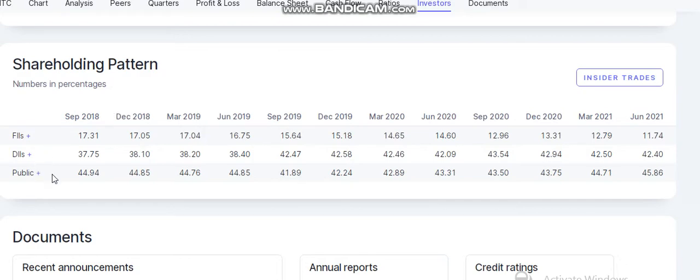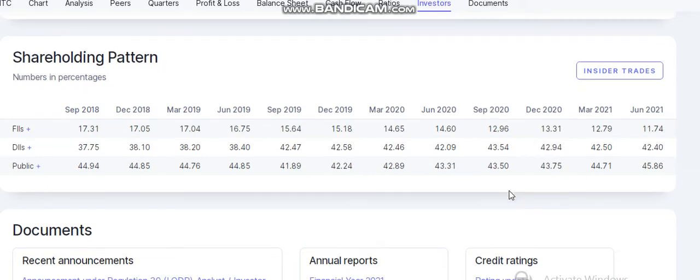Now the shareholding pattern. FIIs means foreign institutional investors, DIIs means domestic institutional investors, and public. These are foreign, these are domestic and these are public. So in June 2021, FIIs 11.74, DIIs 42.14 and public 45.86. It has grown, with ups and downs in the middle, but it is not an issue.